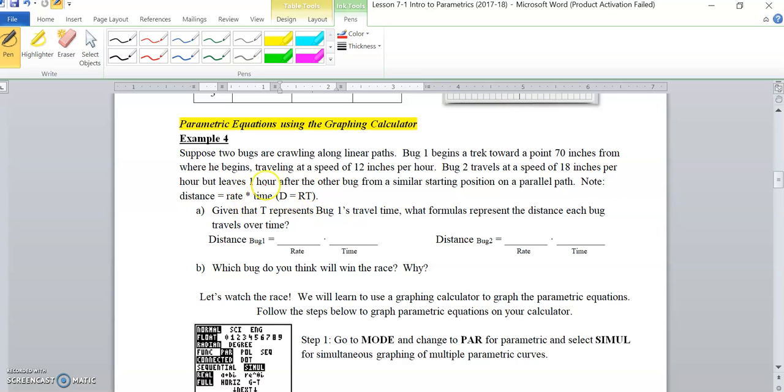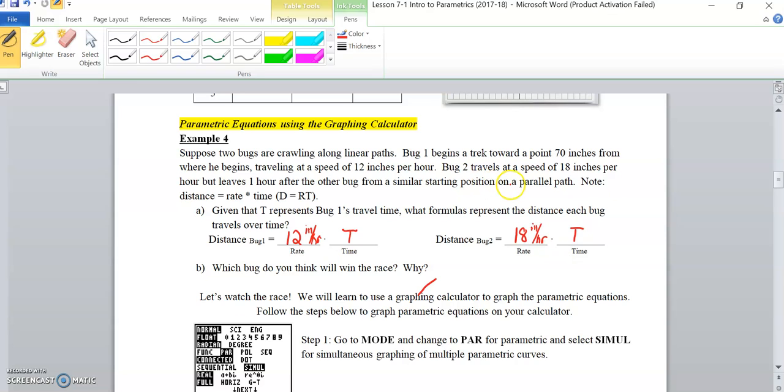And from up here, we have this distance equation. Distance is just how fast are you going and how long did you go at that rate. And so distance of bug 1 is rate times time. The rate we are given is 12 inches per hour. But we don't know how long it's going to take the bug to get 70 inches, so we just leave that time as the variable t. Then we look at bug 2. It says bug 2 is going to travel at 18 inches per hour. And again, we don't know how long it'll take bug 2 to get 70 inches, so we leave the variable t.